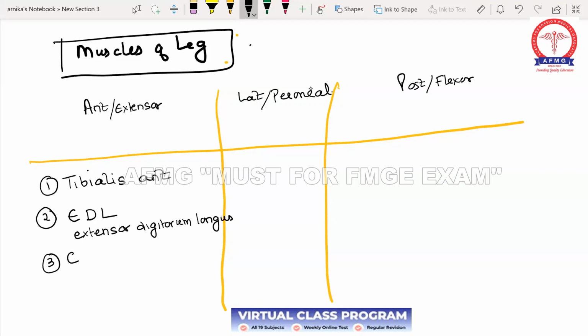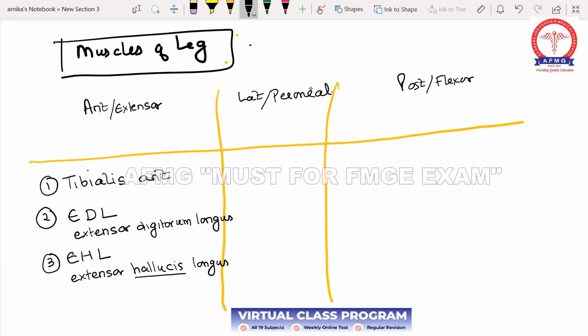Extensor hallucis. The word hallucis is for the big toe. So this one goes to the big toe. Like in the upper limb, we had extensor pollicis longus. Pollicis is for thumb. Here, hallucis is for big toe.